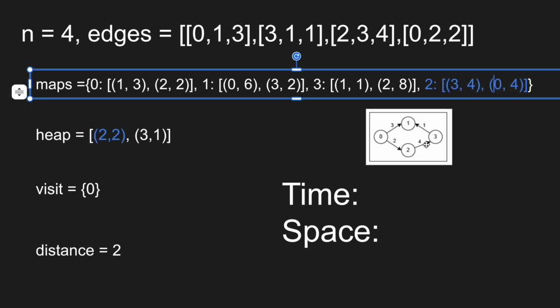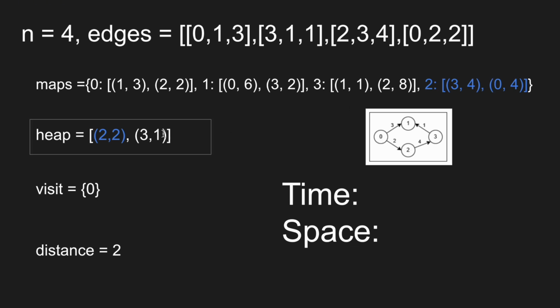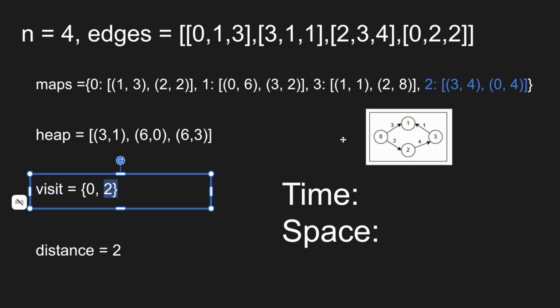So we see that we can come here with a total distance of 6, or we can go back to 0 with a total distance of 4. So we will add those 2 tuples to the heap and pop this one. And we also need to add node 2 to visit now that we have visited node 2.